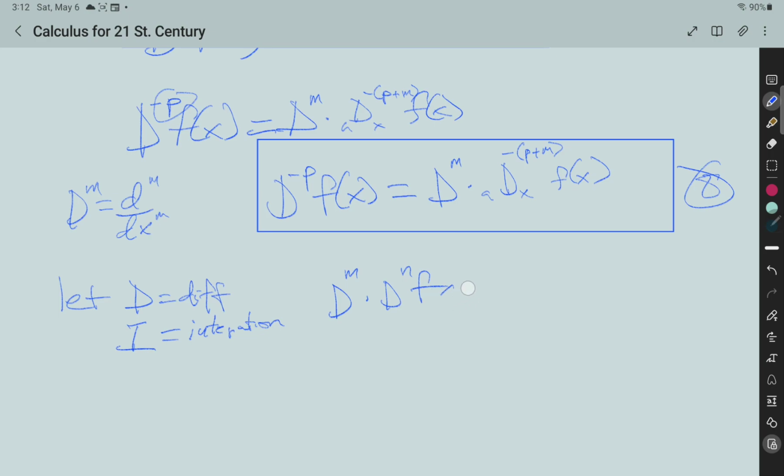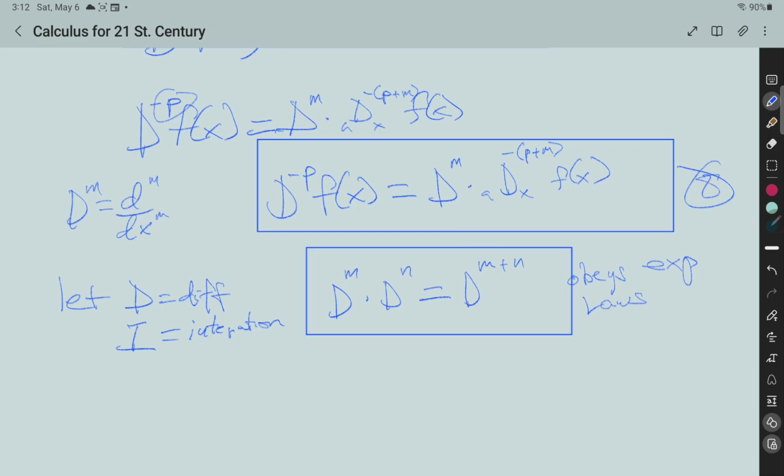Okay. Actually, I don't need to put that test function there. This here will just equal to the final result, which is going to be D to the M plus N. So this obeys the exponential law. Exponential law. I'm going to box this too. Okay.